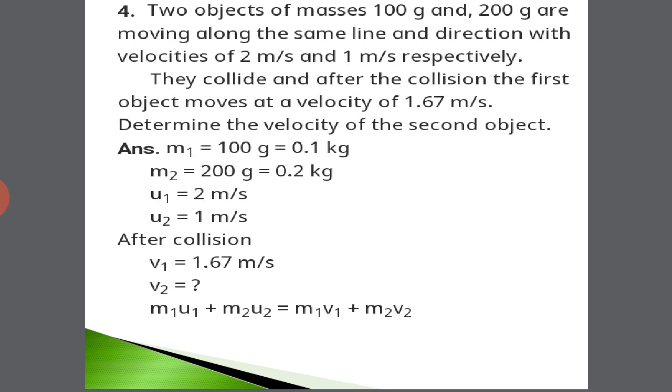Okay, it is very easy to find out. Put all the values in the given formula. M1 U1 plus M2 U2 is equal to M1 V1 plus M2 V2. How we can find out this? Put all the values in the given formulas, and then V2 equals M1 U1 plus M2 U2 minus M1 V1, upon M2, then we can find out the value of V2 in meter per second. Got it? Let's move further.